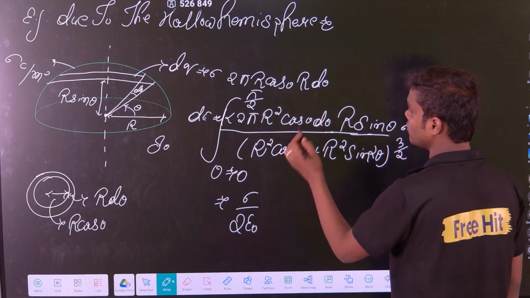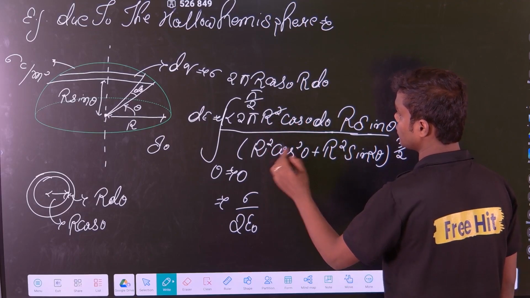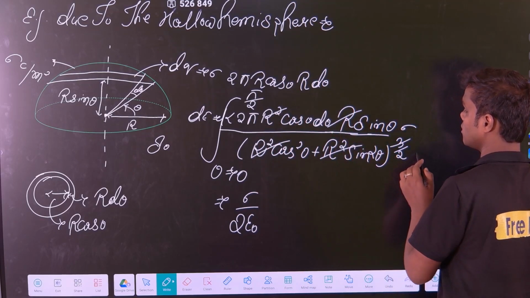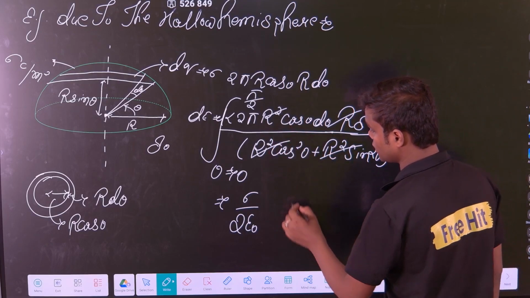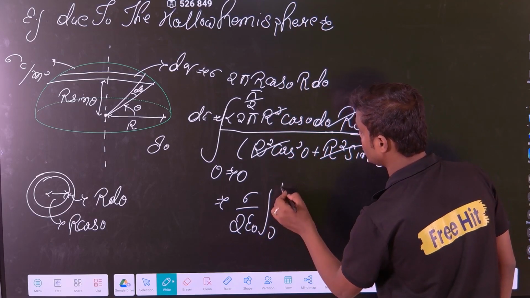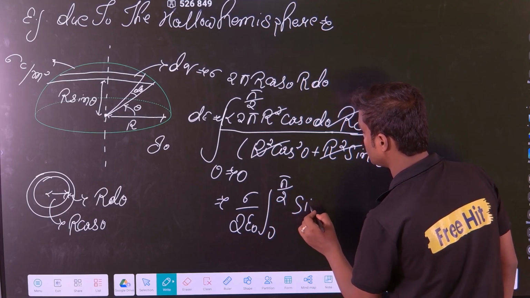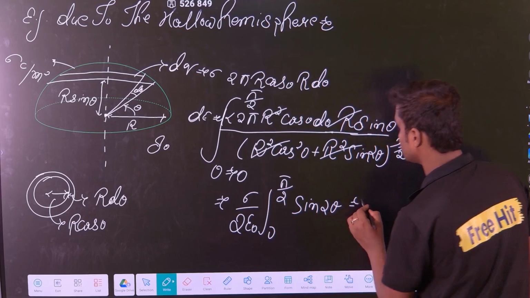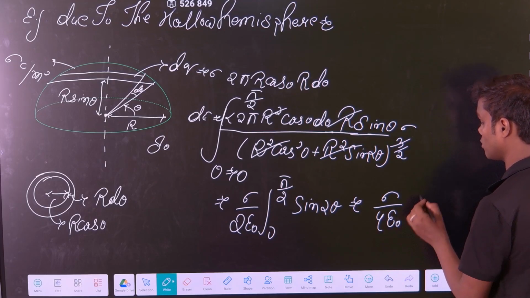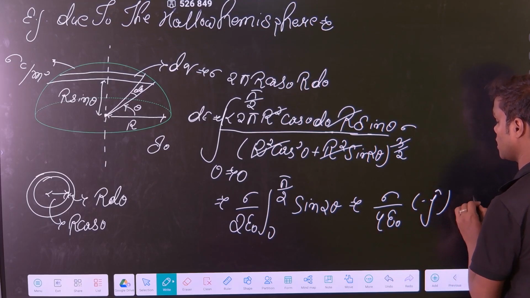Correct? And then you will get sin 2 theta, because r square and everything will be cancelled out. Okay, r cube will be cancelled out. Sin theta into cos theta will become sin 2 theta. Sin 2 theta integration from 0 to pi by 2, the integration is 1 by 2, so it will become sigma by 4 epsilon naught. That is minus j cap.